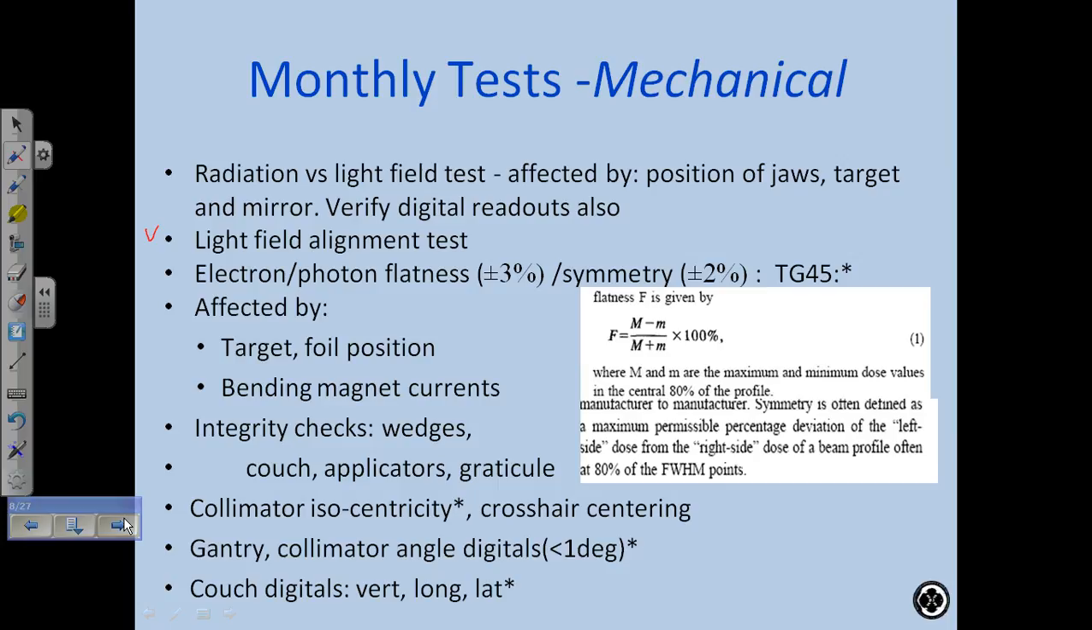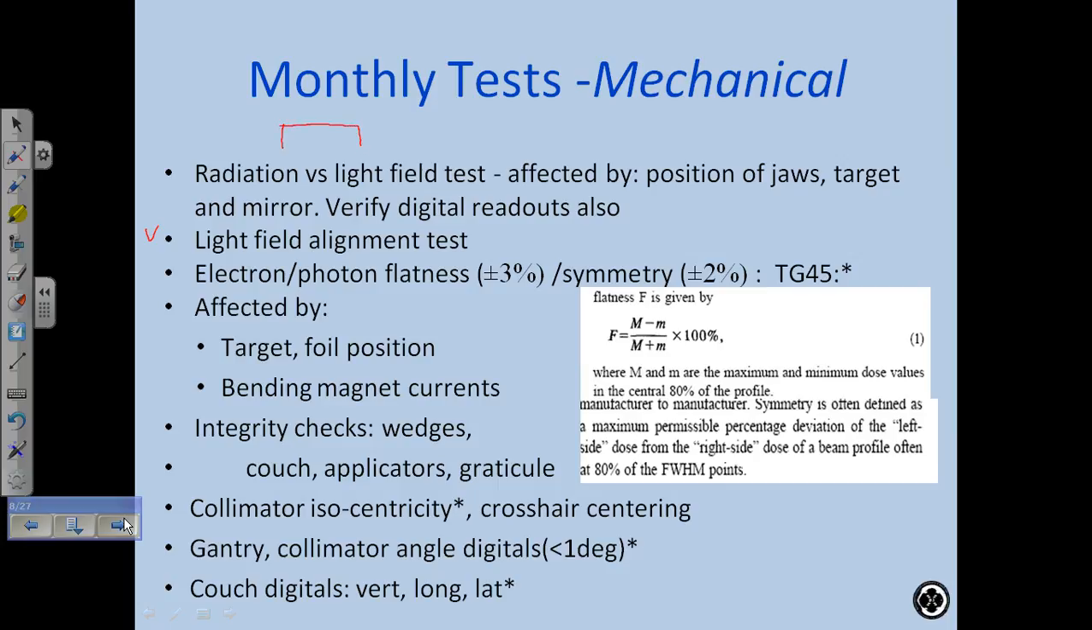For the light field alignment test, what you're doing is you're verifying that your mirror and your light, as you rotate your collimator, your point source where the light's coming from is aligned to the axis of the rotation of the collimator. And you do that.